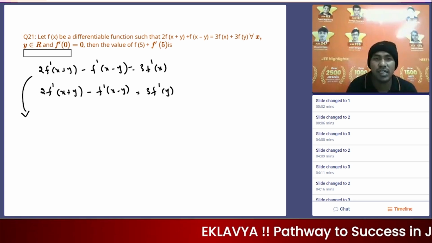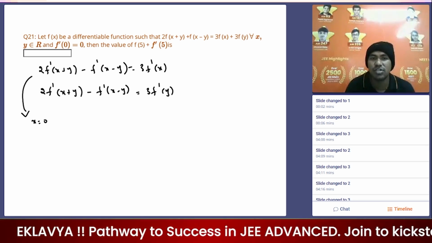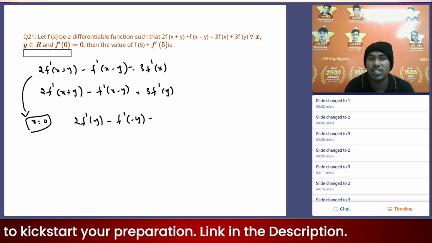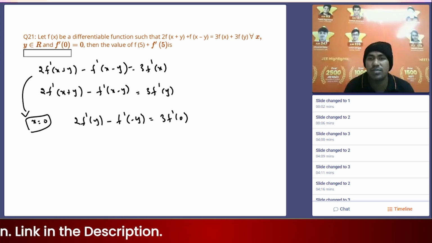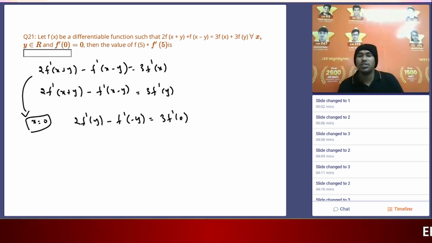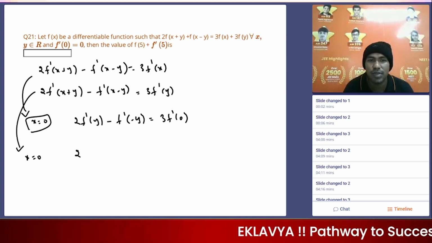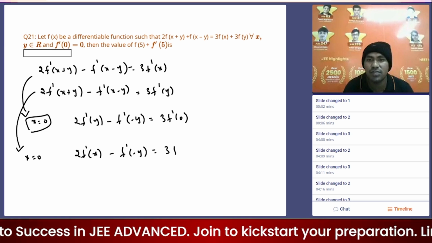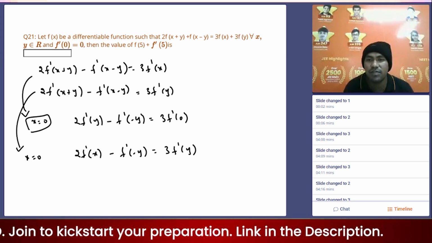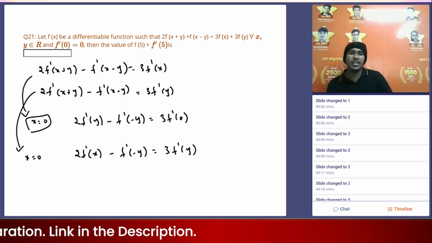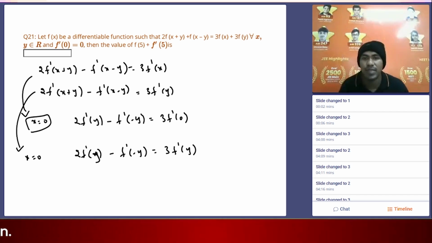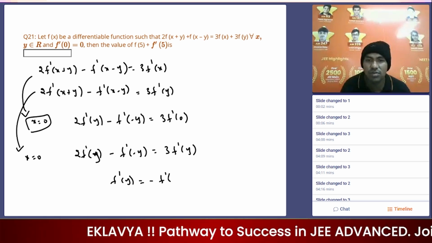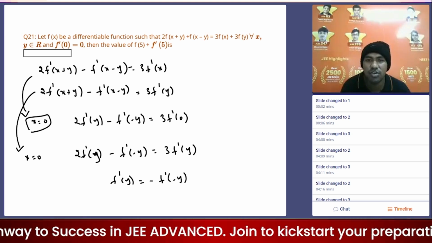Now if I substitute x equal to 0 here, then what will happen? So 2 times f dash of y minus f dash of minus y is equal to 3 times f dash of 0 you are getting, right? Now if I substitute x equal to 0 here, then what will happen? 2 times f dash of x minus f dash of minus y is equal to 3 times f dash of y. Now from here what will happen? So we are getting f dash of x is equal to 0, right? This will be y. Now if I take it this way, then f dash of y. So yes, f dash of y is equal to minus f dash of minus y you are getting, right?